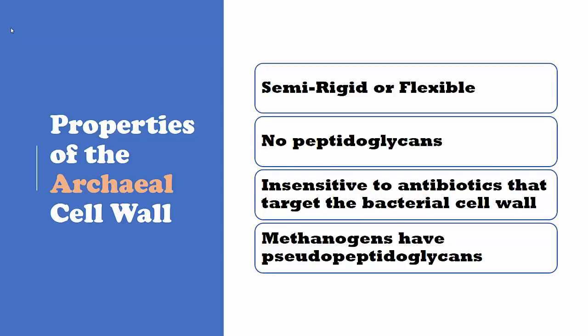Archaea also often have a cell wall. Their cell walls are semi-rigid or flexible. They contain no peptidoglycans. Therefore, since they don't contain peptidoglycans, they would be insensitive to the antibiotics that target the bacterial cell wall. Methanogens do have a similar substance in their cell walls called pseudopeptidoglycan. Sometimes instead of peptidoglycan, we can call it murein.